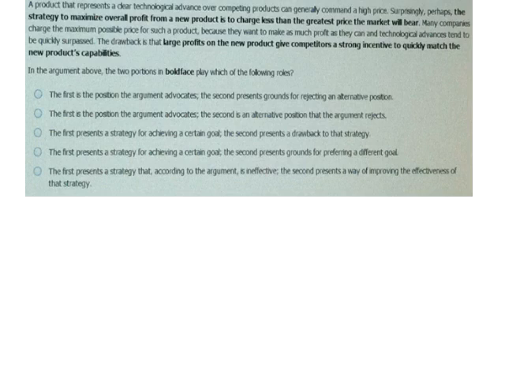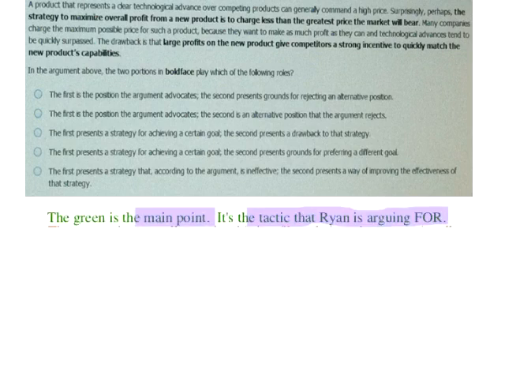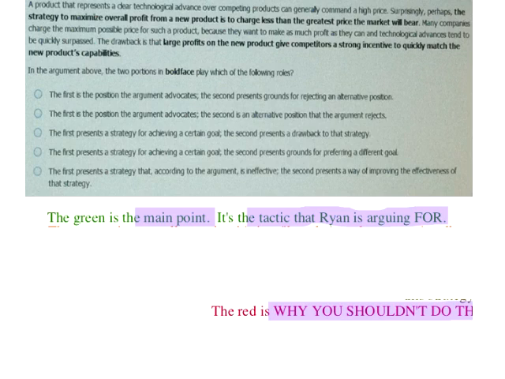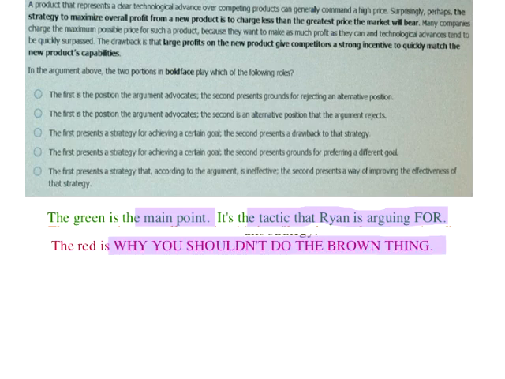Okay, now we have answer choices. Now that we have a clear idea in our heads of what these things are, because we're talking to someone whose name is Ryan, now let's look at the choices. We're not really equipped to look at the choices until we have a Ryan and a dialogue and something like that. So the green is the main point. It's the tactic that Ryan is arguing for.